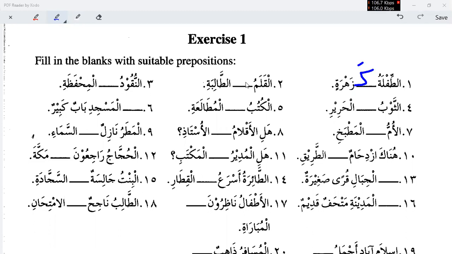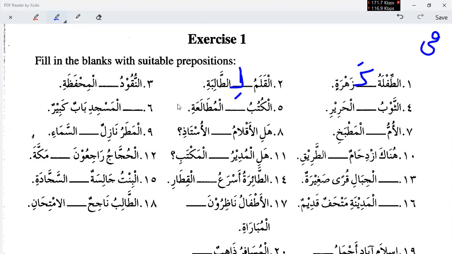Al-kalamu li t-talib. When we use li, then the alif will be deleted. The pen belongs to the student. Do you both remember what the harf jar are? What prepositions? Give me some examples of harf jar.